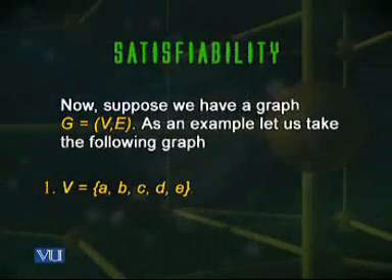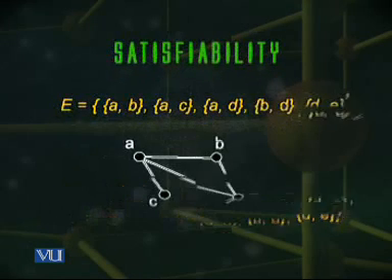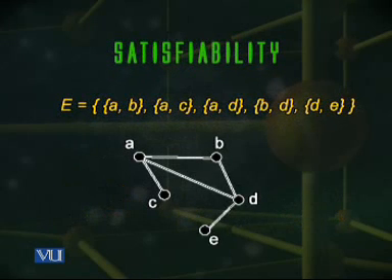So now suppose that you're given a graph, and let's take a concrete example. As an example, let us take the graph whose vertex set consists of A, B, C, D, and E, and the edges are as follows. A is connected to B, and is also connected to C and D. B is also connected to D, and D is connected to E. So you can see a picture of this graph.